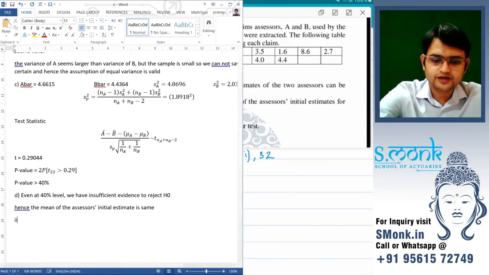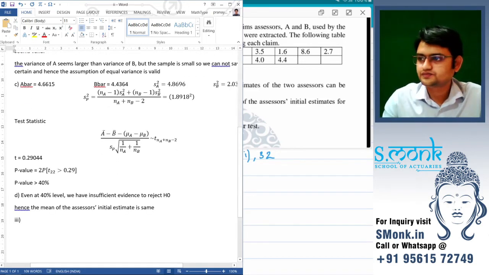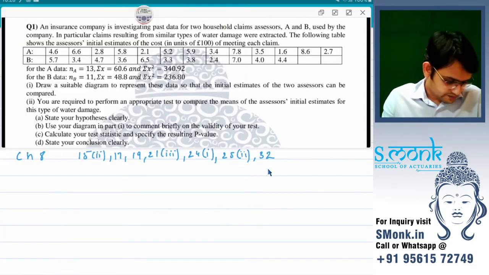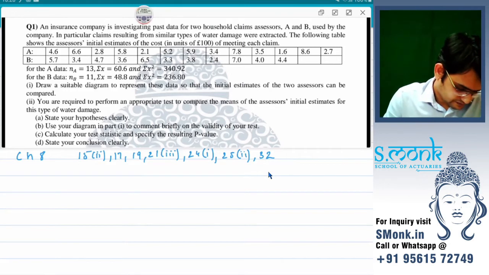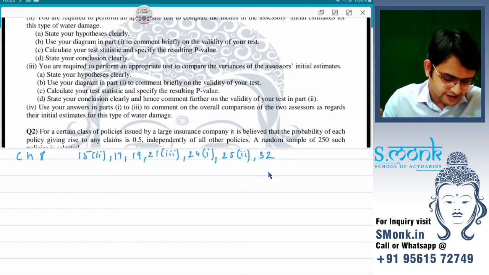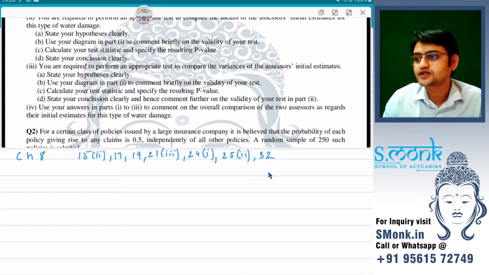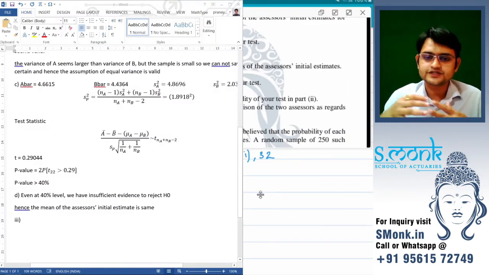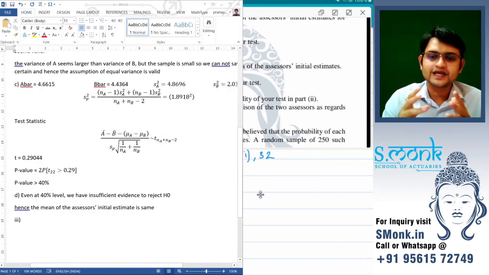Now the third part. For the third part, you are required to perform an appropriate test to compare the variance of the assessor's initial estimate. State your hypothesis clearly. Usually they come together, where we assume that the variances are equal, so we should also test whether variances are equal or not.